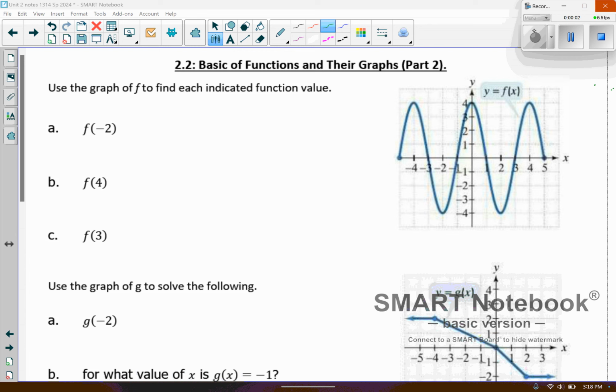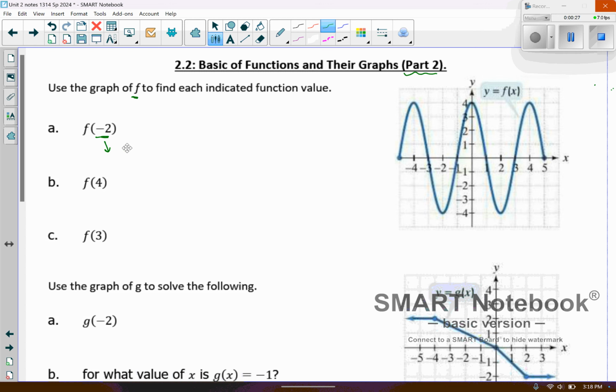All right, so now we're at 2.2, basics of functions and their graphs, part 2. So this is basically just a continuation of the 2.1. And so what we're looking at here now, you can see we have our function notation. So right here it says use the graph of f, meaning the function, to find each indicated function value. So just kind of reviewing function notation.